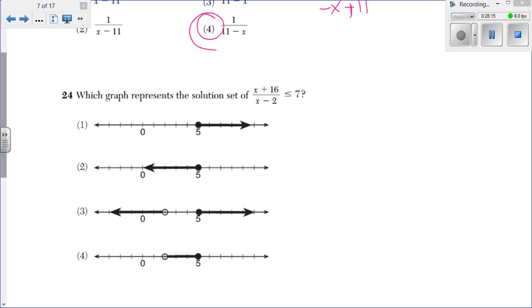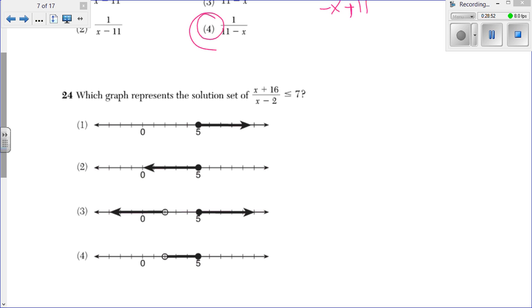All right, for 24, this one's a little bit different than what we're normally used to seeing. Usually this is equal to 0, less than 0, or greater than 0, but that is not the case here. And without making this a really, really hard problem, I'm just going to look at my solutions and test them out and see if they're true.